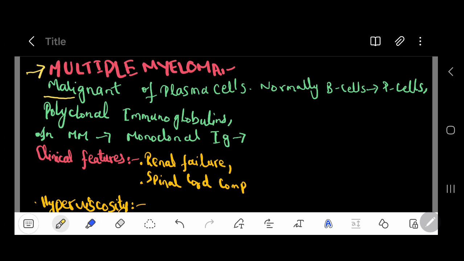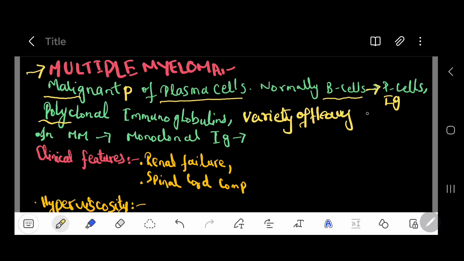Multiple myeloma is the malignant proliferation of the plasma cells. The B cells convert into plasma cells and produce immunoglobulins. Normally these immunoglobulins are polyclonal and have a variety of heavy chains. Now in multiple myeloma, monoclonal immunoglobulins are produced, which means they have a single heavy and light chain.